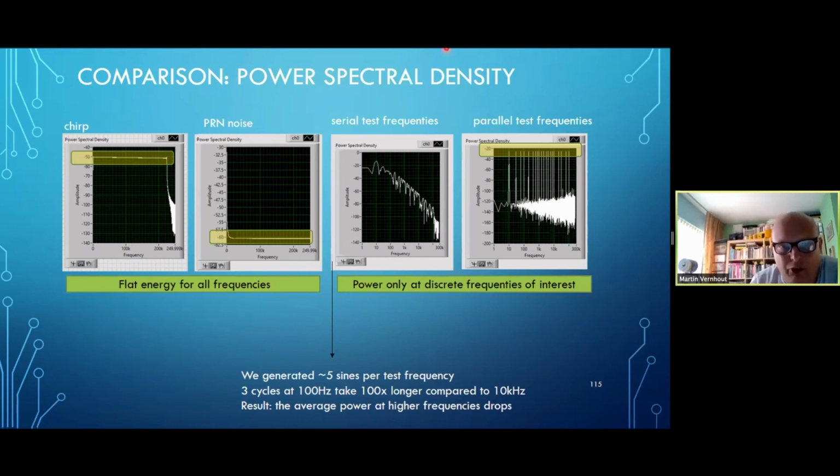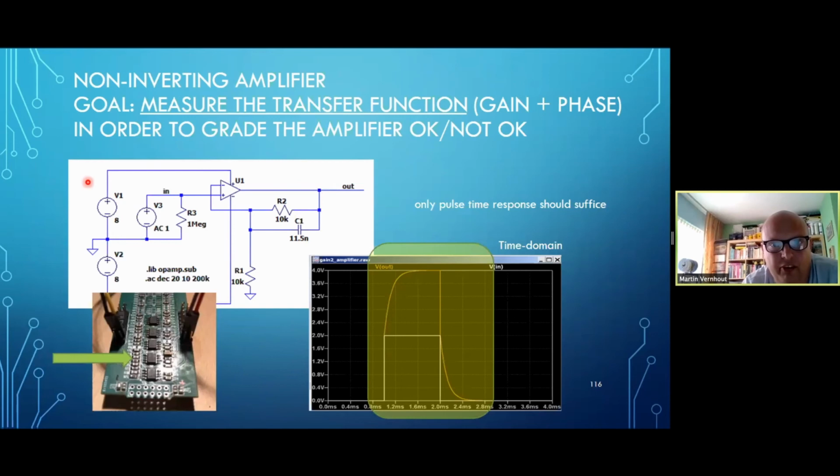That gives me a slight advantage going for chirp and PRN noise right now. But we could also have looked at the time aspect of it. If I present a pulse on the input, in this case, a square pulse, I can observe the reaction of my amplifier. And that's effectively good enough.